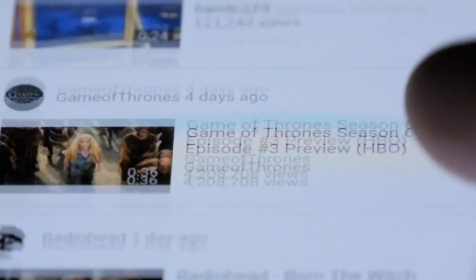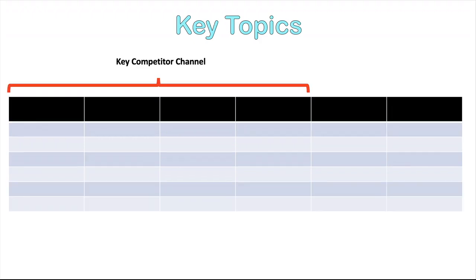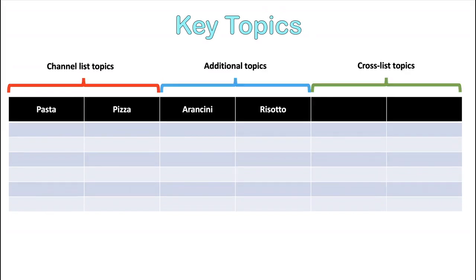Now it's time to look at their videos. Start by noting the topics of their playlist. Use a chart like this. First, record all the playlist topics on your key competitor channels into the chart. Then, look at all the channel videos to find additional topics that there are many videos about.